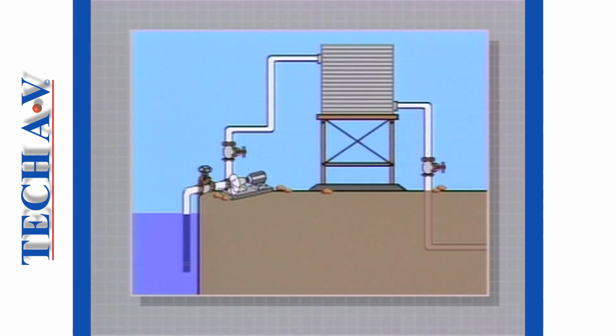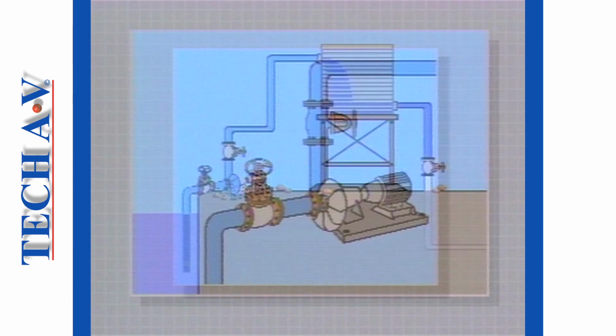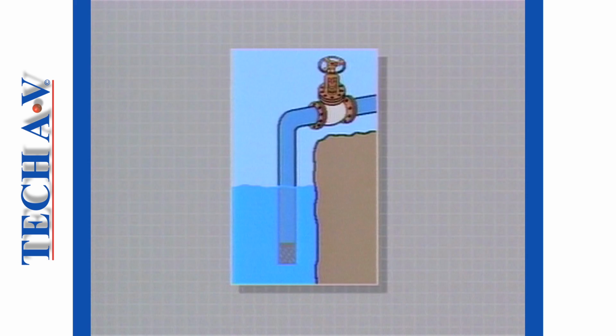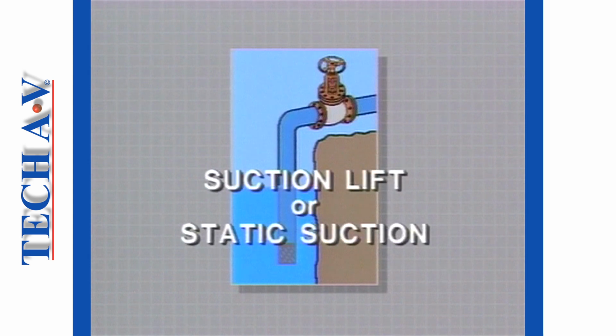In a simple system, water is drawn from a river or a dam and pumped through a pipe, often up to a reasonable height above the pump level. The pump in this system, situated above the supply liquid, that is the dam, has to create suction in order to lift the water up to pump level. This is known as suction lift or static suction.